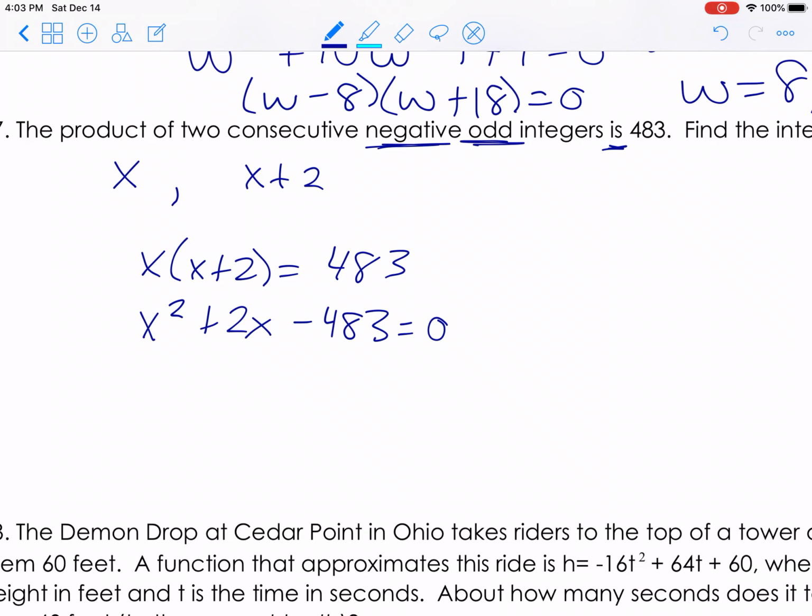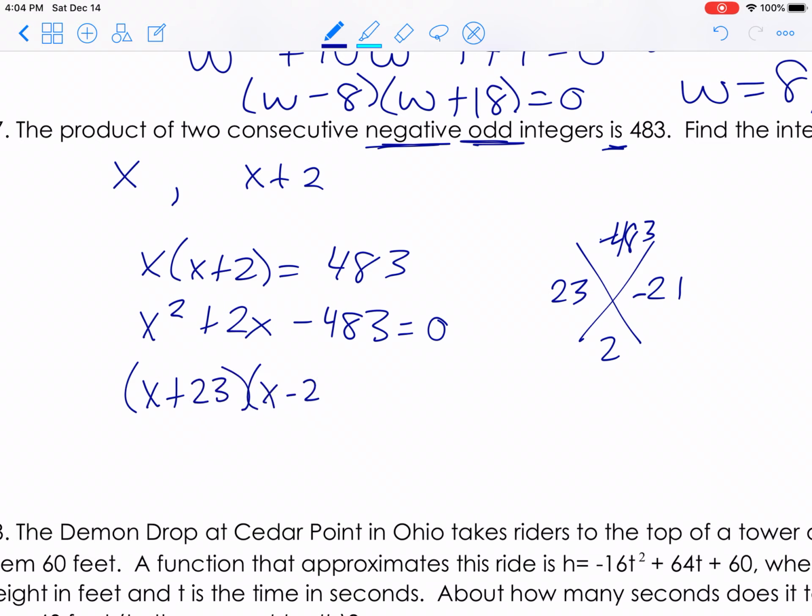The square root of 483 is about 21, so let's try 483 divided by 23. Wow, it worked. 23 and 21. Multiply together to give 483. We need the smaller one to be negative so that when I add them I get a positive answer too. Okay, so their factors will be x plus 23 and x minus 21. So the solutions are -23 and +21.